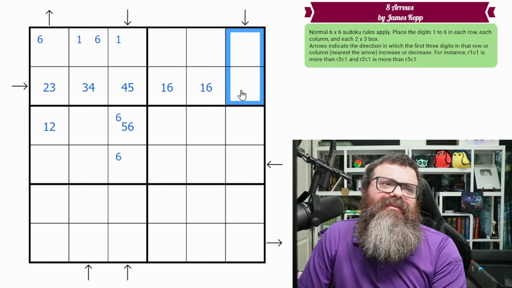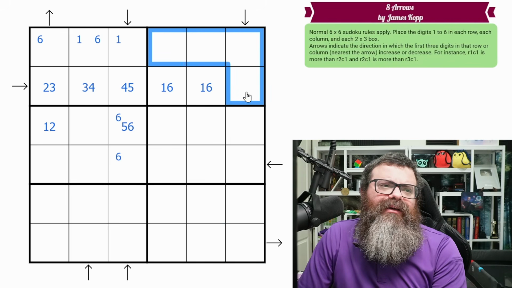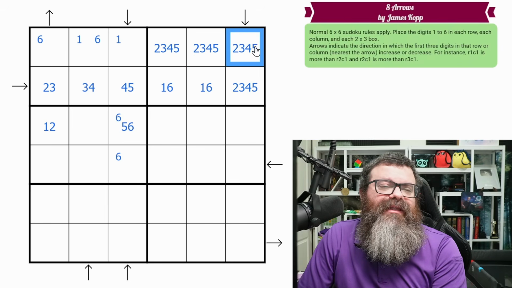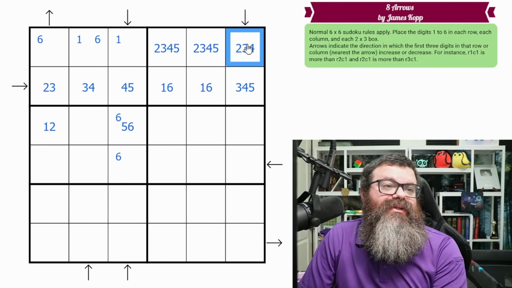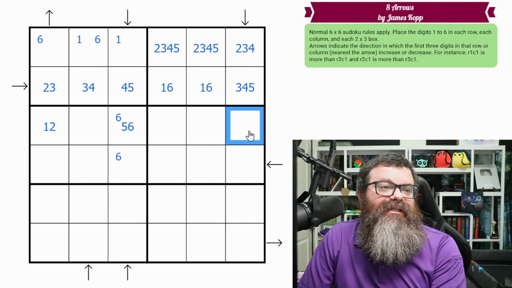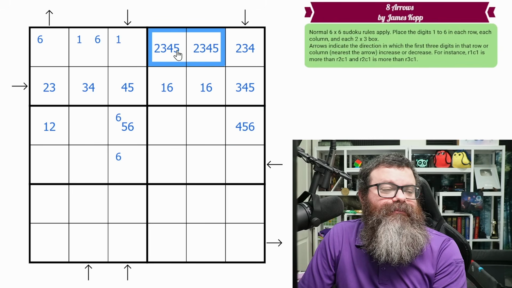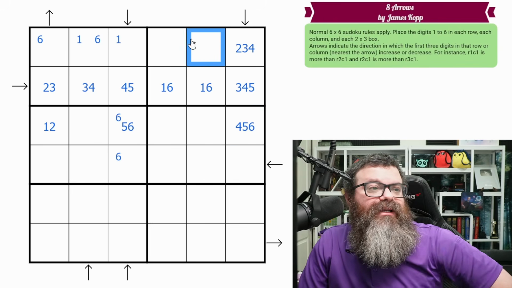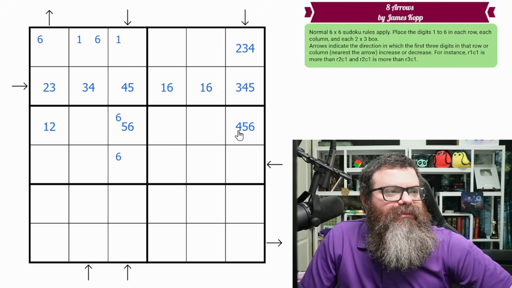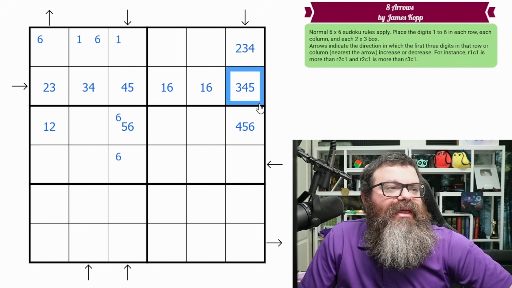Okay, so the 1, 6 pair is telling us that these are from 2, 3, 4, 5, and this can't be the 5, and that can't be the 2, because we do increase. And that makes this a 4, 5, 6. I'm going to keep these penciled, but not these 2. So that means this can't be a 2, because that can't be a 1.